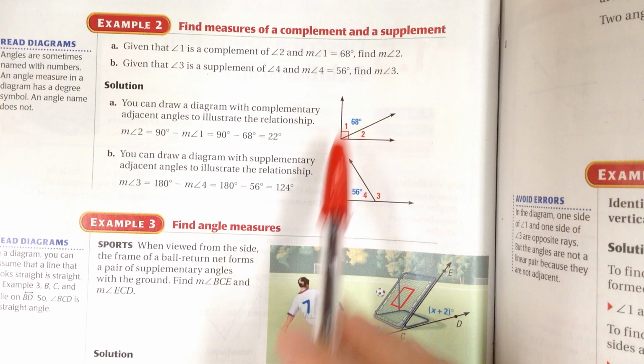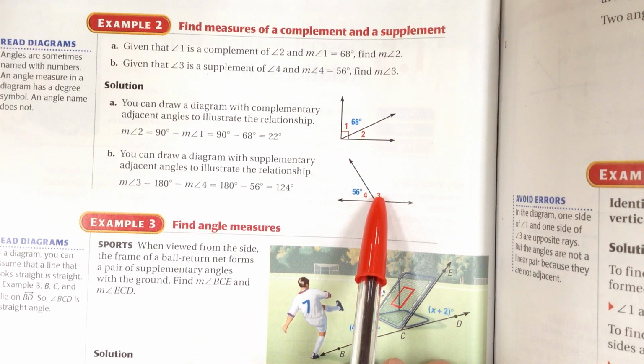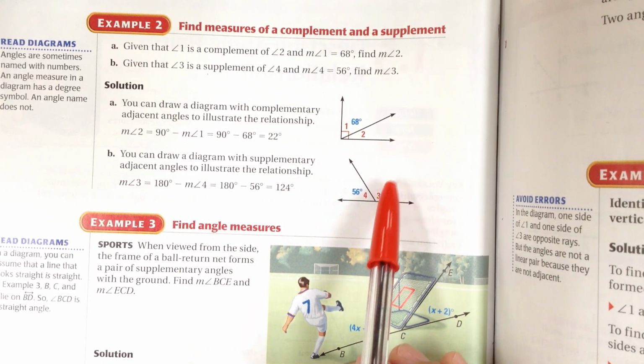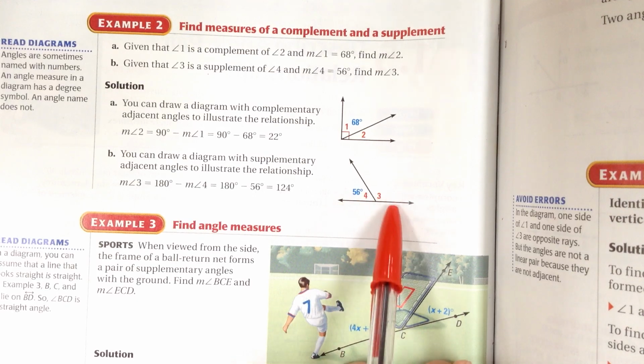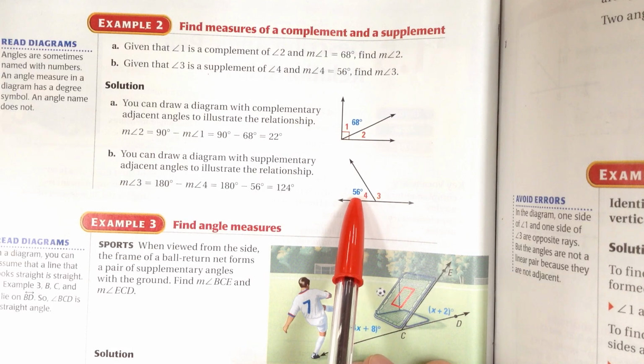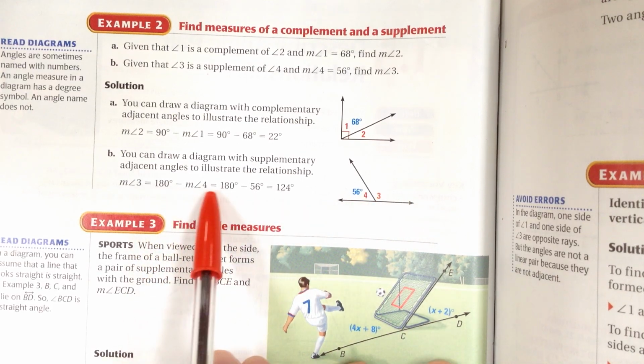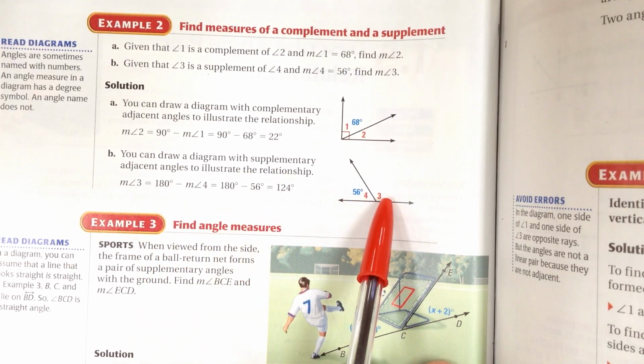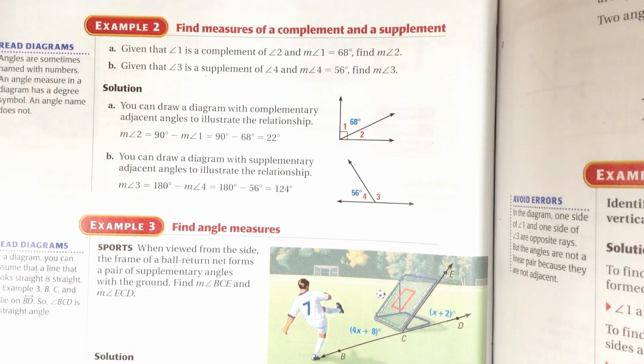To find a supplement, angles 3 and 4 will equal 180. So to find angle 3, use 180, since a straight angle is 180. So 180 minus 56 will give you 124. Again, 180 minus 56 gives you 124. Okay. Now let's go to example 3.